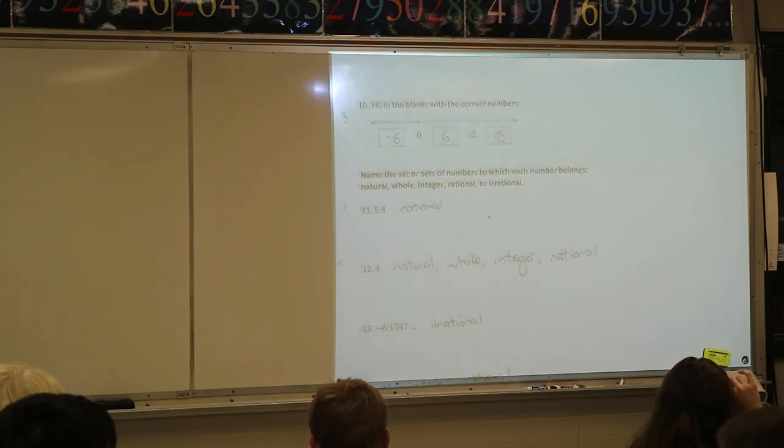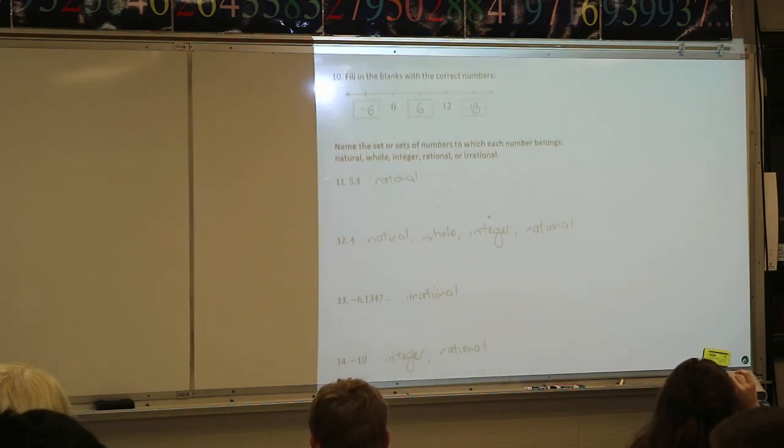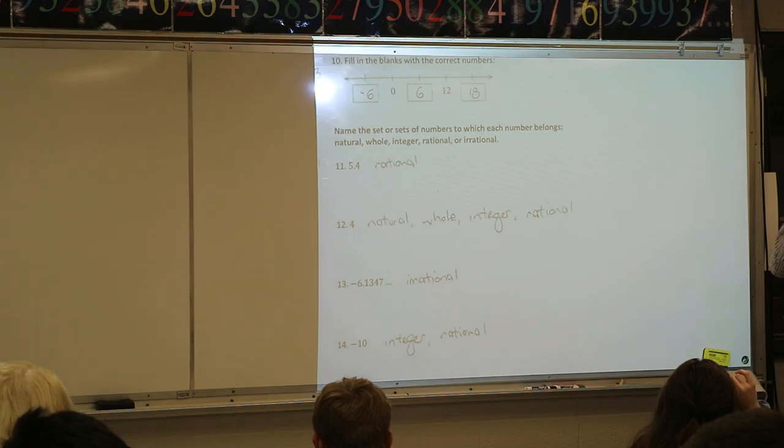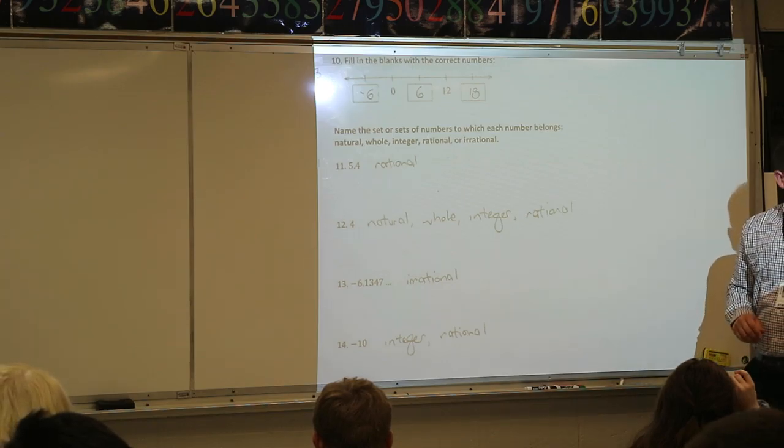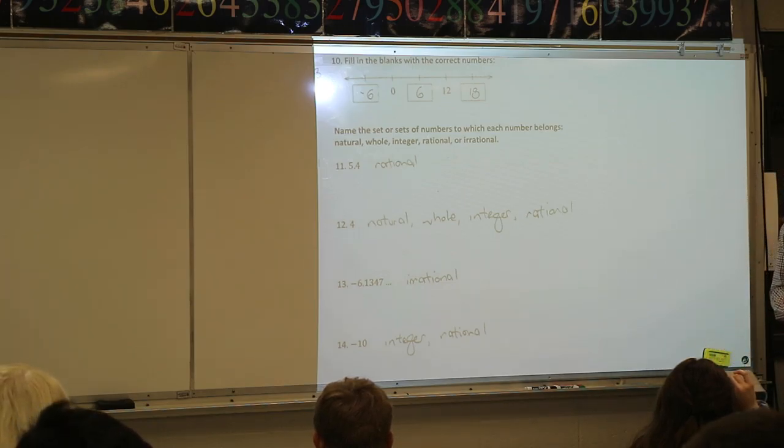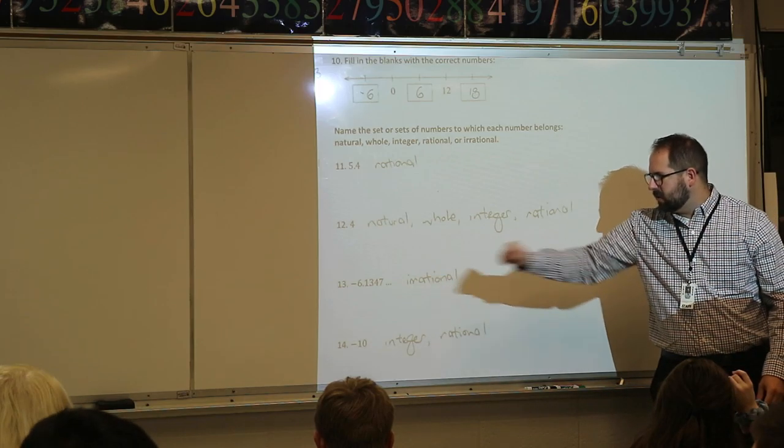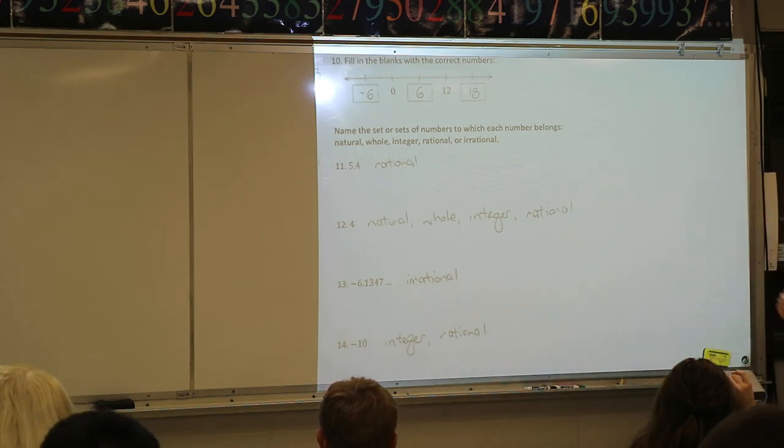Next one, 5.4 is a rational number. It's a decimal. The number 4 is a natural number, so it would be a whole integer and a rational number. This number didn't end, so it is irrational. It had the dot, dot, dot. I think I even said that out loud before I even started the quiz. Like pi, it has a dot, dot, dot, so you know it doesn't end.